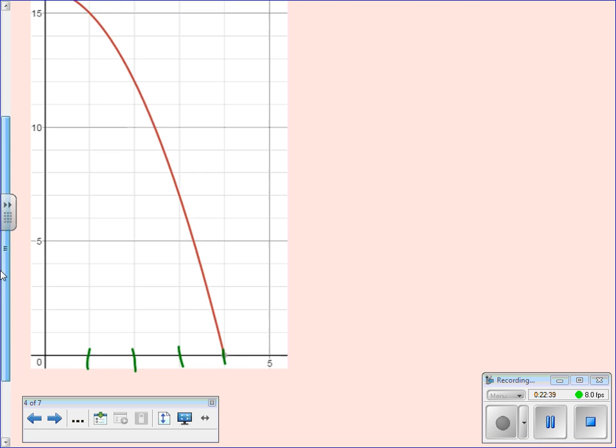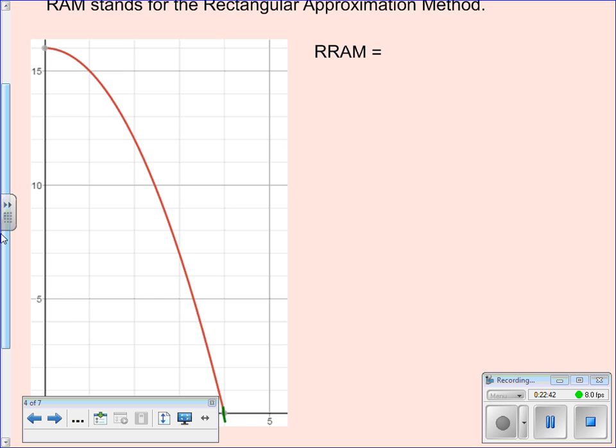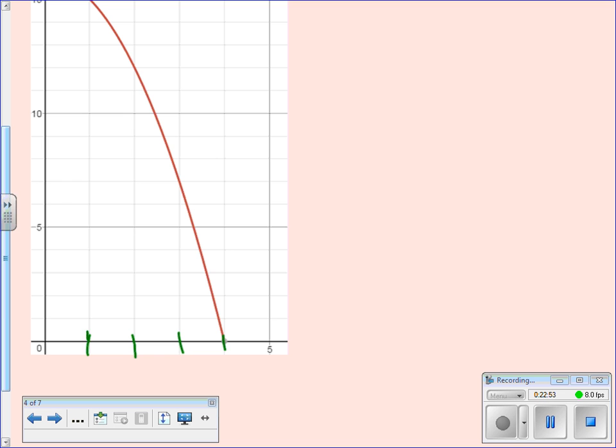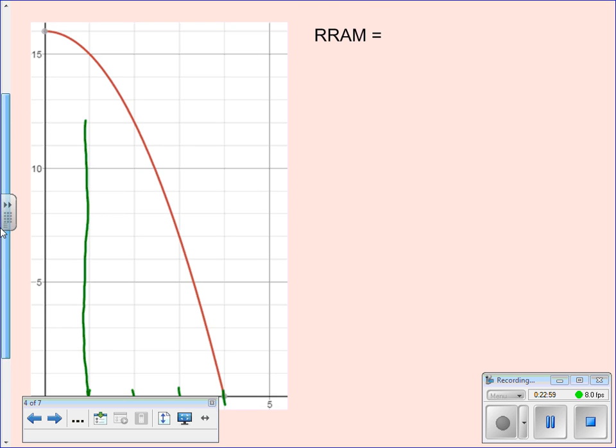Why? Because on this one we're doing RRAM. Right rectangular. So everybody raise your right hand. Repeat after me. Same idea. You go up both sides. You stop when the right-hand side hits. So in this one, that's my first rectangle. It's a right-hand side, so I go up both sides until the right hand hits, and that's where I stop. That's the top of my rectangle.